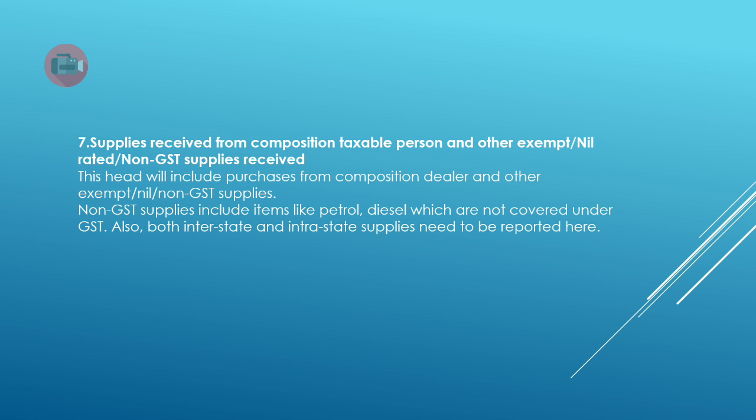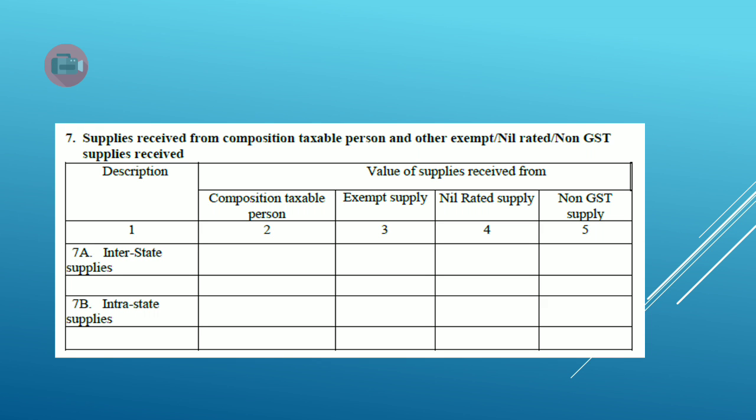Now we will discuss supplies received from composition taxable person and other exempt or nil rated non-GST supply receipt. This head will include purchases from composition dealers and other exempt or non-GST suppliers. Non-GST supplies include items like petrol and diesel, which are not covered under GST. Also, both interstate and intrastate supplies need to be reported here. This is the format: supplies received from composition taxable person and other exempt, nil GST suppliers.